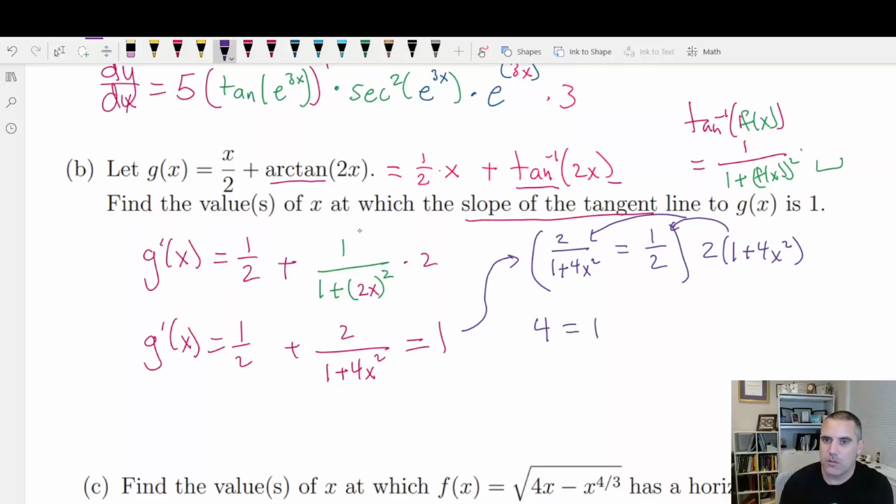So you get 4 is equal to 1 plus 4x squared. And then we got it. 3 is equal to 4x squared. X squared is 3/4. X is plus or minus the square root of 3/4.